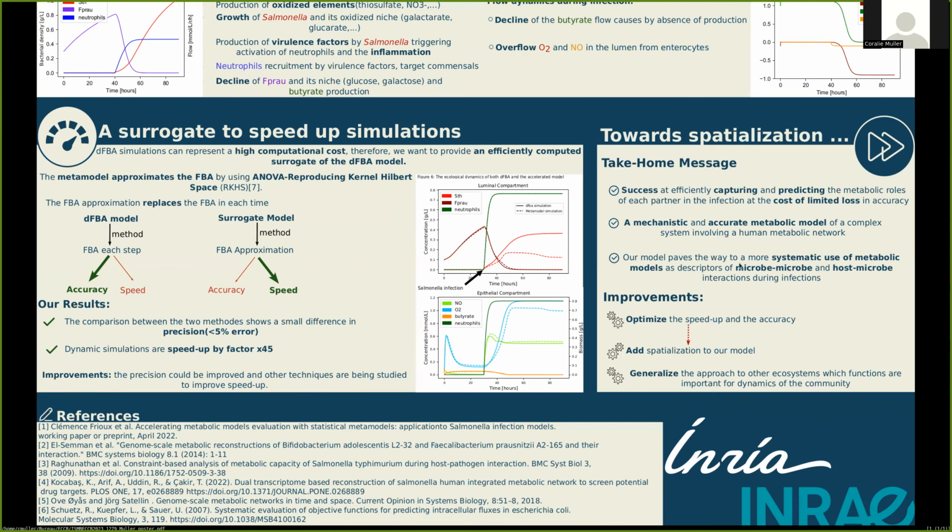Our model paves the way to a more systematic use of metabolic models as descriptors of microbe-microbe and host-microbe interaction during infection. The perspective and current developments of our work focus on optimizing the speed-up and the accuracy of the surrogate computation. We are also in the process of building a spatial model of Salmonella infection. And a broader perspective would be to generalize such approaches to other ecosystems and other infections in which metabolism plays a crucial role for the dynamics of the community.